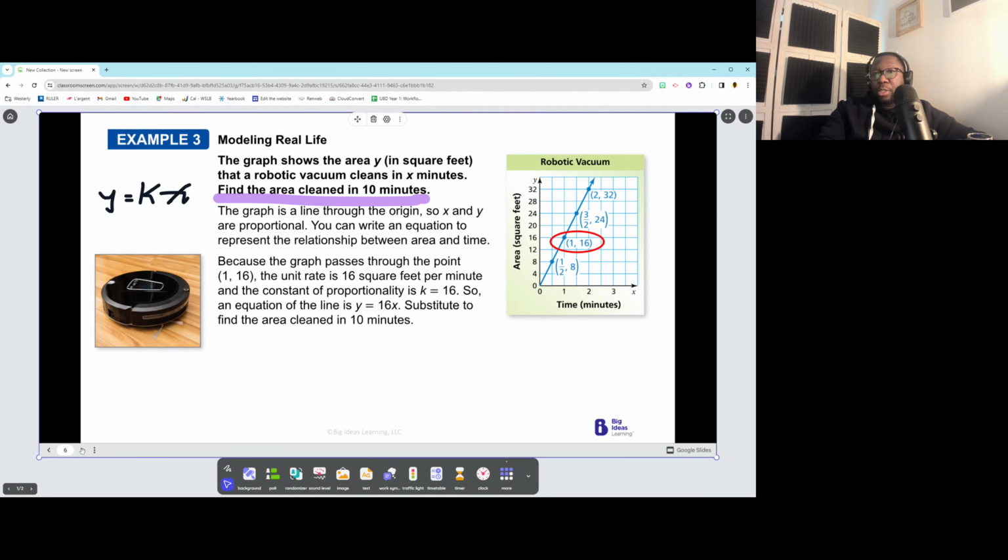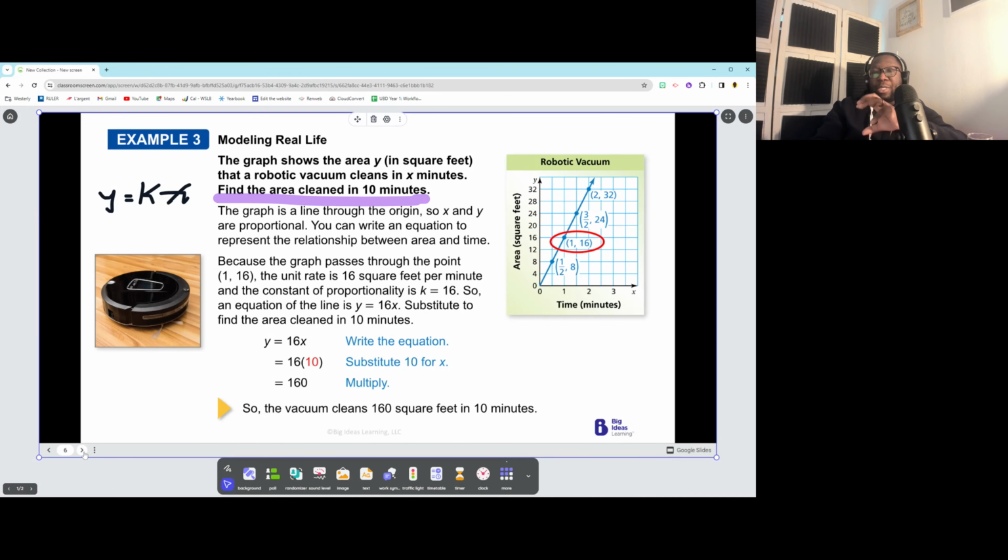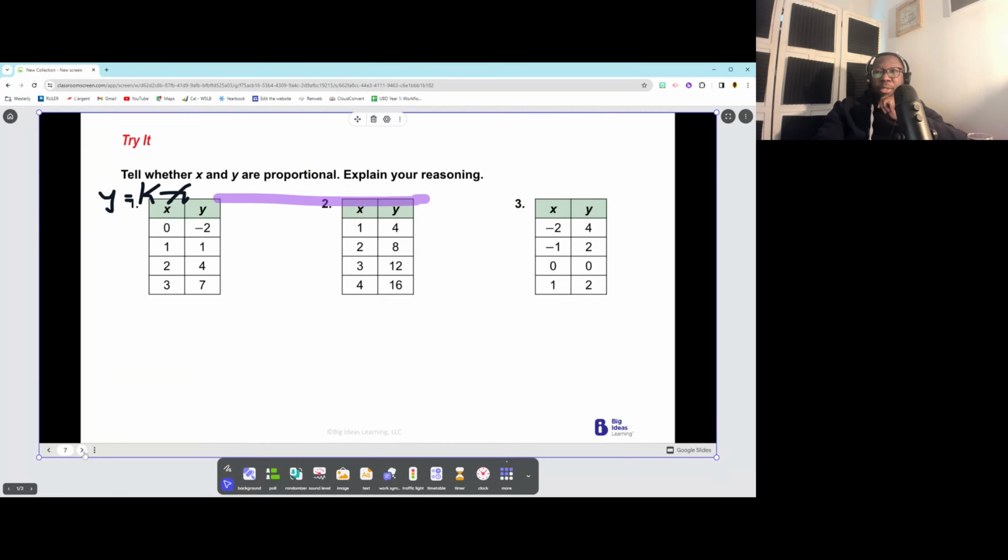And we see in this particular example that for every minute, 16 square feet is being vacuumed. So that means if we're vacuuming for 10 minutes, we multiply 10 times 16, which is equal to 160. So that 160 represents the square feet that is covered over 10 minutes.